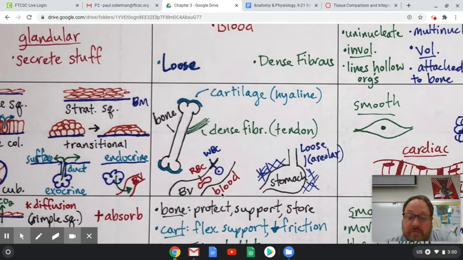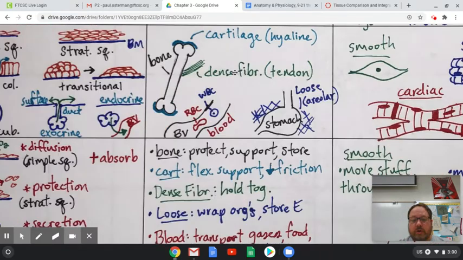Blood is also a connective tissue. Blood has cells like red blood cells and white blood cells in a non-living plasma. And then loose connective tissue, that's what we see in areolar tissue. That's like a packing material that's around organs. It helps absorb nutrients and water.